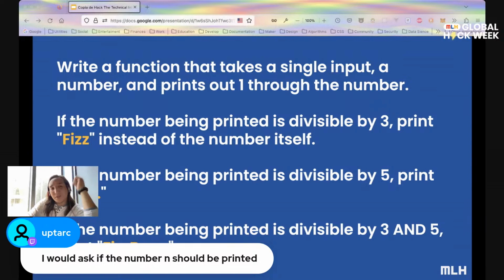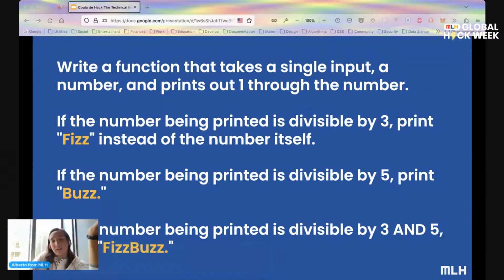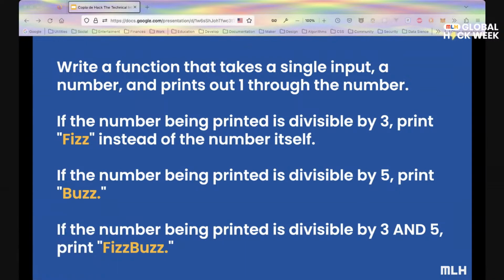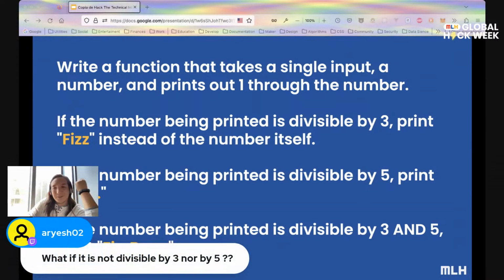Okay, that's a good question. Question from Himashima: what are the constraints on the input number? Yeah, right, like the example I was talking about. Like, can I accept negative numbers, what size they are, etc. Okay, more questions. That's cool.